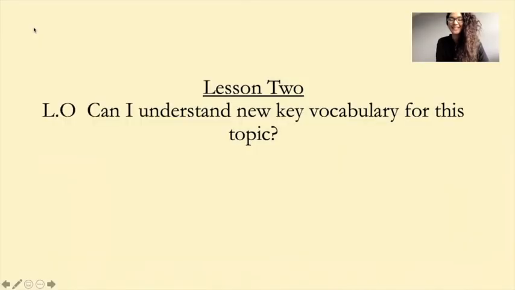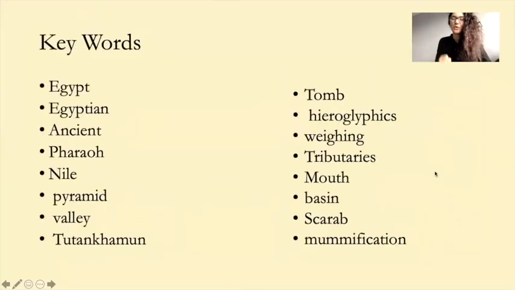Hello, Williams class. For your history lesson today, the learning objective is, can I understand new key vocabulary for this topic? Your keywords for your history topic are as follows: Egypt, Egyptian, ancient, Pharaoh, Nile, pyramid, valley, Tutankhamun, tomb, hieroglyphics, weighing, tributaries, mouth, basin, scarab, and mummification.